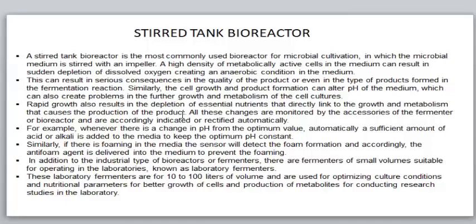Thereafter, rapid growth also results in the depletion of essential nutrients, which directly affects growth and metabolism. If there is less substrate or a lesser amount of essential nutrients, the production will also be less. And in the lab, 10 to 100 liters of volume is used, using several nutritional parameters for better growth of cells.